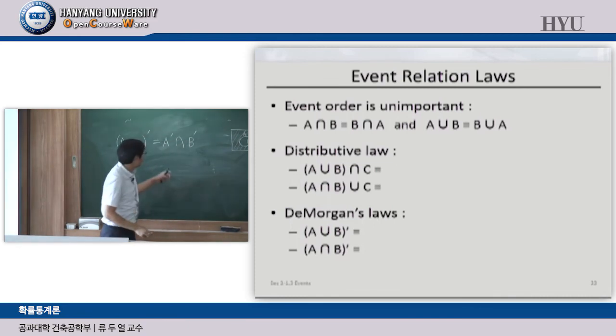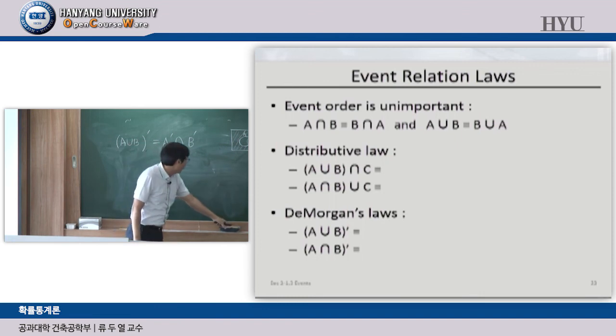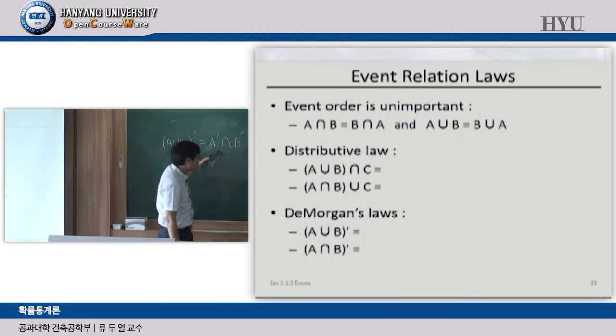And now I'm going to express the right-hand equation based on the Venn diagram. In this case, we have to first know the complement of event A.